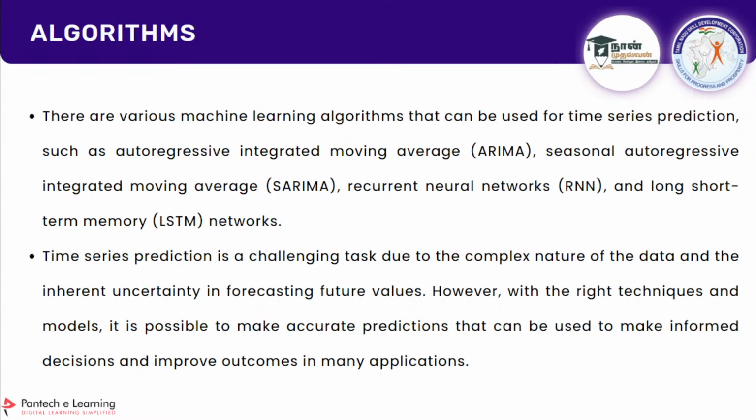So next, going into the algorithms which you are going to use here. There are various machine learning algorithms that can be used for time series prediction, such as autoregressive integrated moving average, which is called ARIMA in short form. And some advanced features in that are seasonal autoregressive integrated moving average, which is called SARIMA or SARIMAX. And then some of the neural networks such as recurrent neural network or long short term memory neural network.